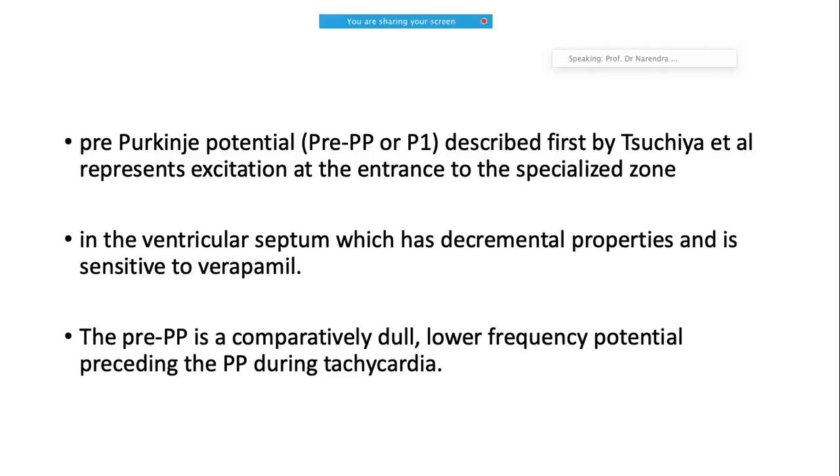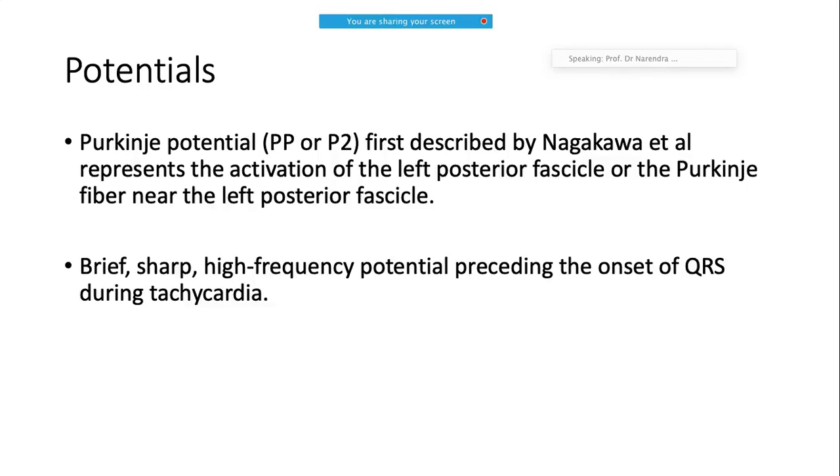decremental property. As I already said, this is comparatively dull and the frequency is really low. That's why it is called triple P, because it is in front of the PP, which is the Purkinje potential. And I'm talking about this during the tachycardia, right? So now coming to the PP, which I was talking about.